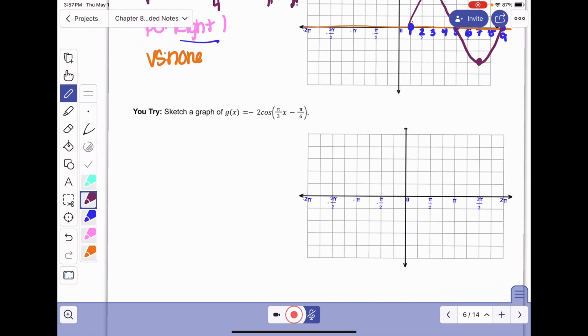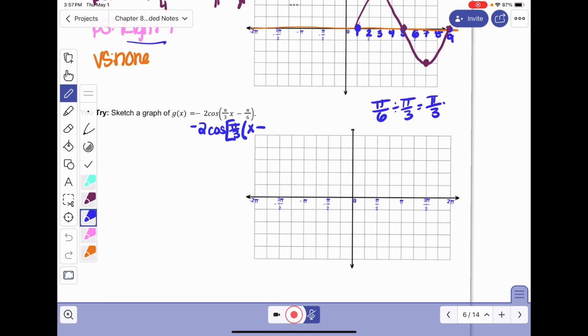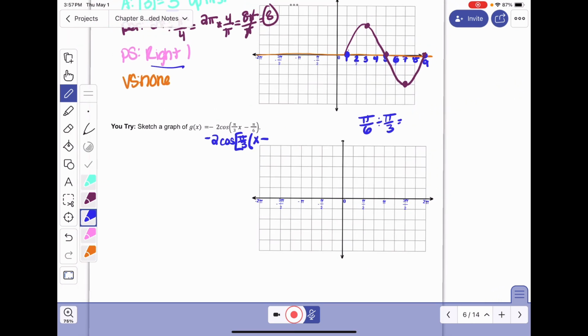So let's do another one. This one, we need to factor that out. So if we rewrite it, we're going to divide by pi over 3. So we get x minus, and then pi over 6 divided by pi over 3 is pi over 6 times 3 over pi. So we get 3 pi over 6 pi, which is 1/2. So our phase, well, that's 1/2 right there. So again, because we're dealing with an actual number, I'm just going to change these to 1, 2, same thing I did before.